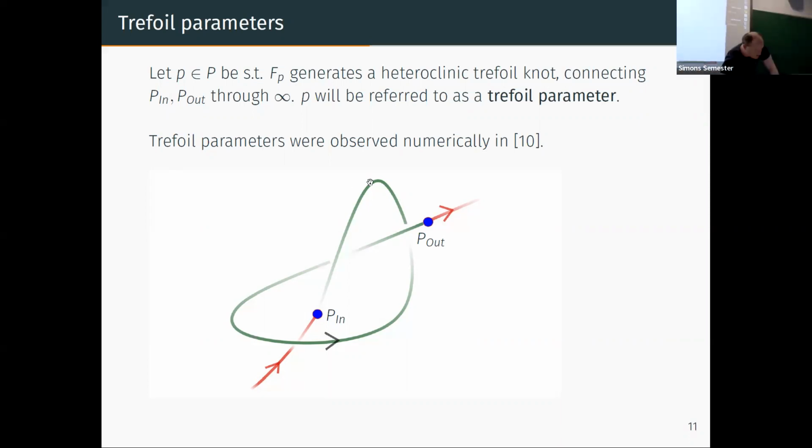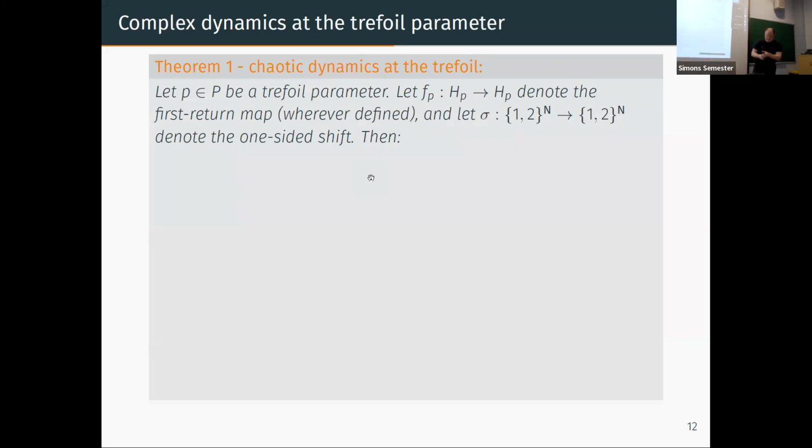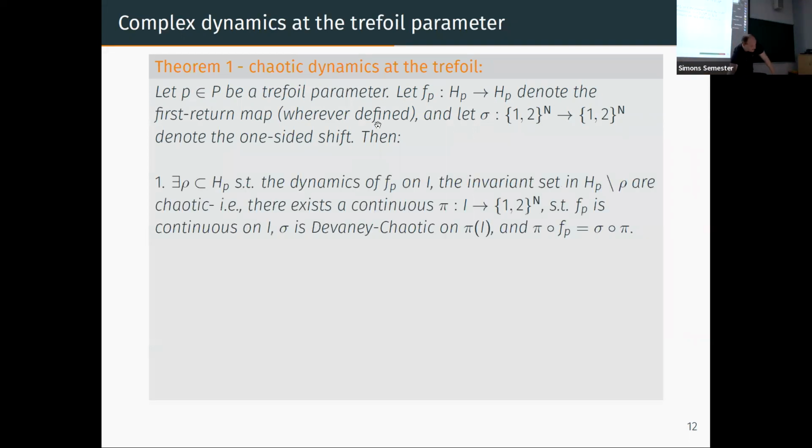So this is due to the following theorem, which states the following. Assume we have a trefoil parameter, and let us denote the first return map as follows, and let's denote by sigma the one-sided shift. Then we have the following three implications.